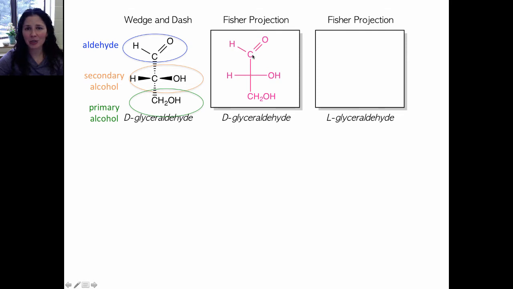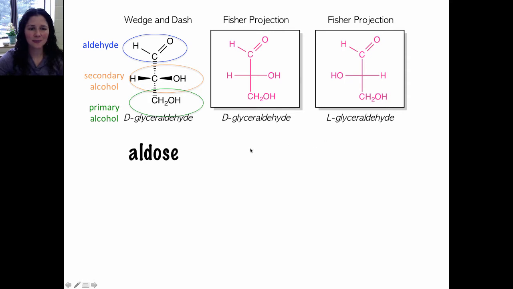It doesn't matter how I draw the other carbons because they're not chiral centers. The important part of this is when I draw my cross, the alcohol functional group is on the left and the hydrogen is on the right. The aldehyde is on the top and the primary alcohol with its carbon is on the bottom. These are 2 representations for D and L glyceraldehyde. Notice that in D-glyceraldehyde, the alcohol is on the right, and in L-glyceraldehyde, the alcohol is on the left.